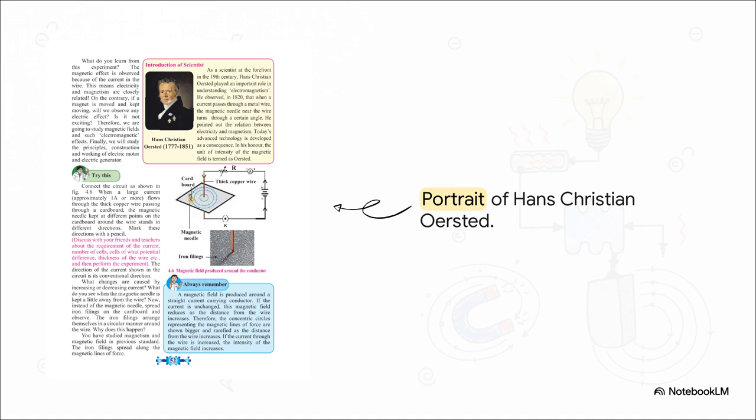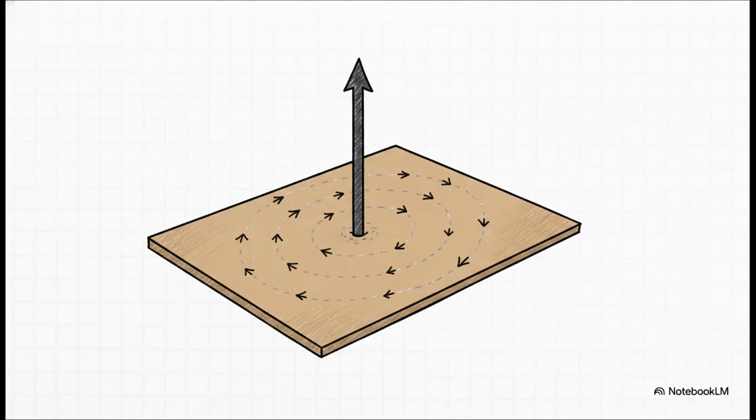It was such a big deal that the unit of intensity of a magnetic field is actually called the Ørsted in his honor. To really grasp Ørsted's discovery, just imagine passing a thick copper wire straight through a piece of cardboard and then sprinkling iron filings all over that cardboard. When you turn the current on, a magnetic field is instantly produced, and those iron filings beautifully arrange themselves in perfect concentric circles around the wire. It's like magic, but it's physics.